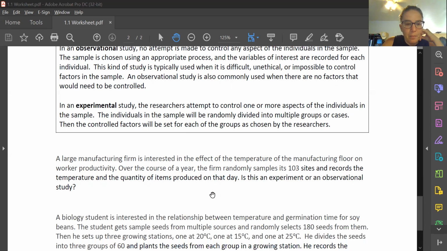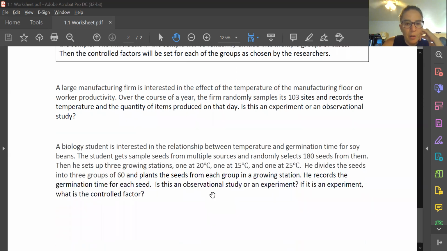Okay. So here are two examples. We want to see if it's experiment or observational, and usually if it's an experiment, we want to know what was controlled. So for my example of the running, I split people into groups by age. I tell everyone to run for 20 minutes, and then I check your heart rate. The control factor is the time that you run, because I'm telling you to run for that time. That's the control factor.